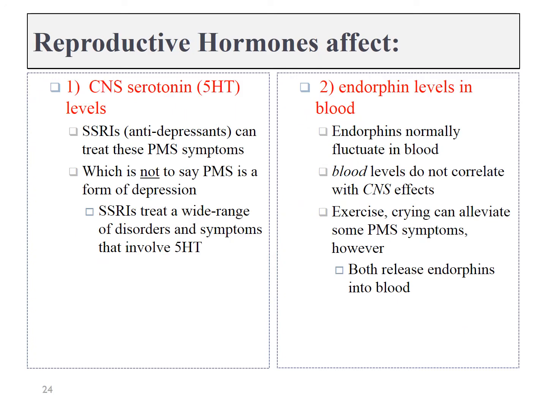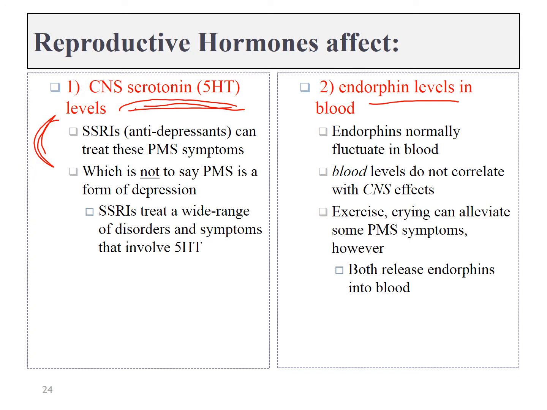As there are changes to the morphology of neurons, that can lead to a reduction in both serotonin and endorphin signals. Because there are changes in serotonin signaling, SSRIs can be used to treat some of the effects of PMS, which is not to say that PMS is a form of depression. SSRIs can be used to treat all sorts of different conditions that have nothing to do with depression, such as restless leg syndrome.